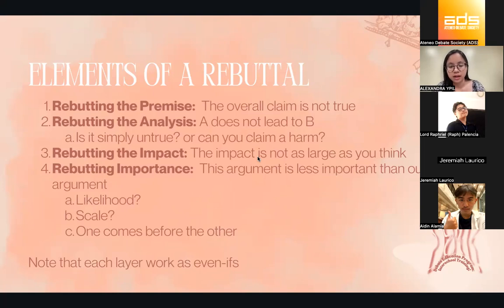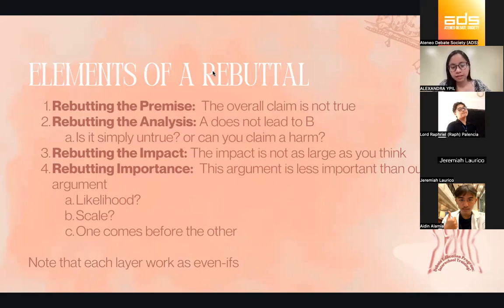A good thing to note here is when you're trying to rebut the analysis, you don't just have the opportunity to say that it's untrue. You actually have an opportunity to explain that you claim a harm, it can lead to a harm. So it means that the other side is actually net negative. This is different. Because again, let's talk about a tower, right? If you prove that the tower doesn't exist, that's different from proving that actually they don't have a tower, they have a pit, they have a hole. And that's their case.